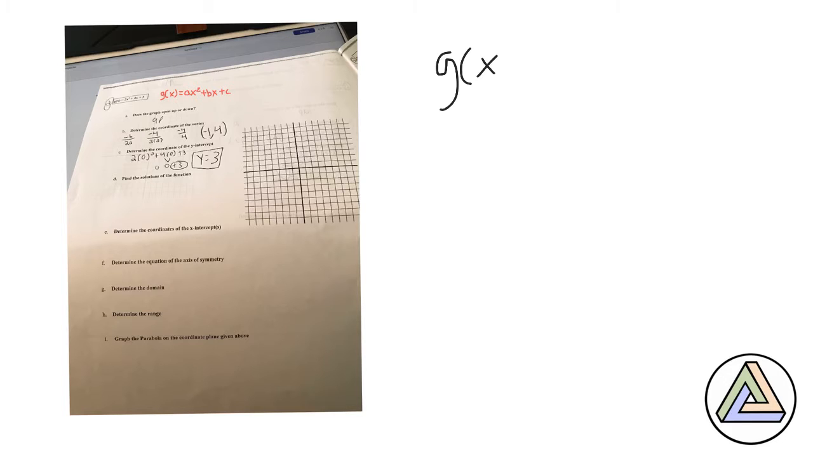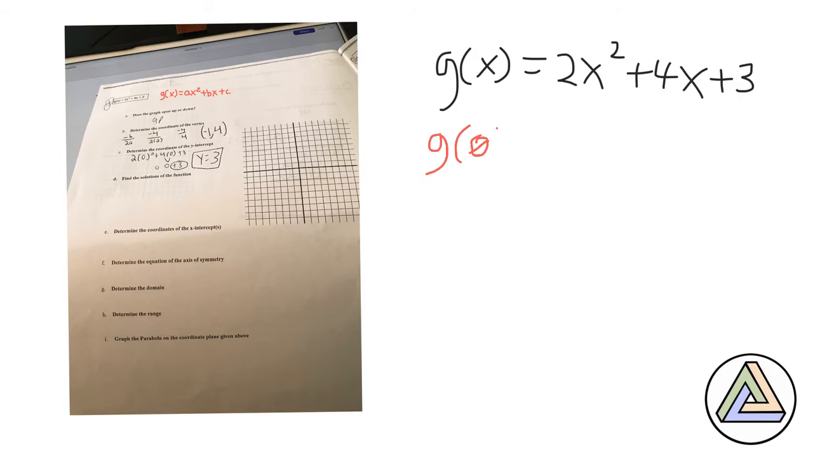Here is, once again, the equation, or the function. And all you have to do to find the coordinate of the y-intercept is to substitute 0 in for x. You replace x with 0. That's all there is to it. So in reality, we're really finding g of 0. And g of 0 is nothing more than substituting 0 in for x.